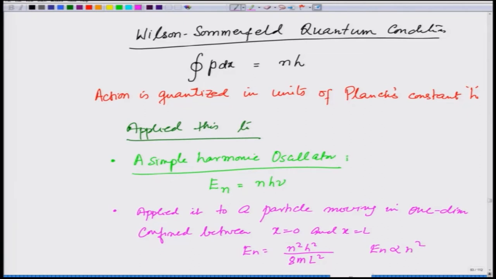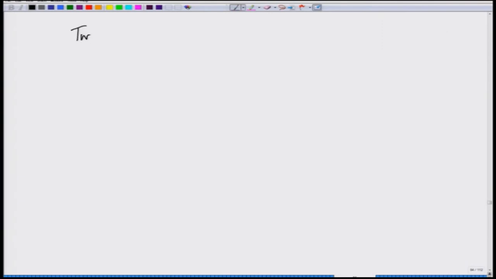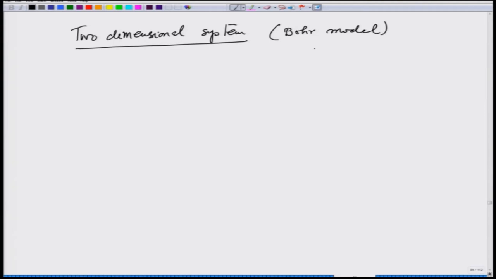Let us now apply it to a two dimensional system which will correspond to the Bohr model. So, recall what the Bohr model did. The Bohr model considered electrons to be moving in circular orbits around a nucleus, and because angular momentum is conserved, the plane of the orbit is the same. We are going to now generalize this.